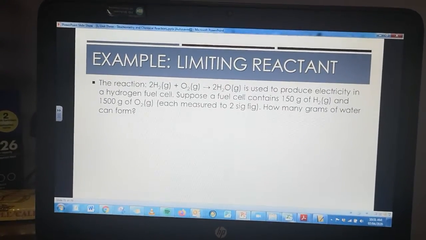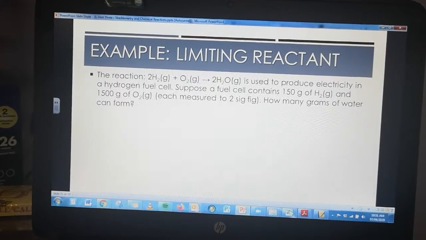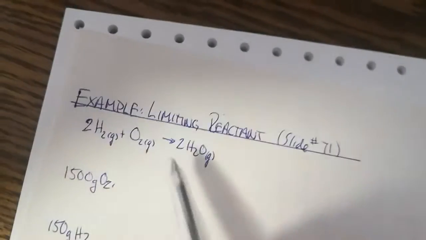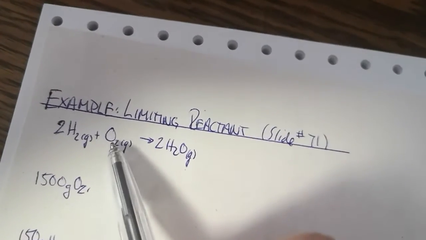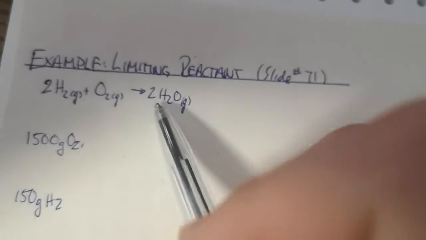Hey guys, so let's look at the example limiting reactant on, I think it's slide number 71. In this question we're given the balanced equation of hydrogen and oxygen forming water. I believe this is in a hydrogen fuel cell. We're given two values, 1500 grams of oxygen, 150 grams hydrogen.